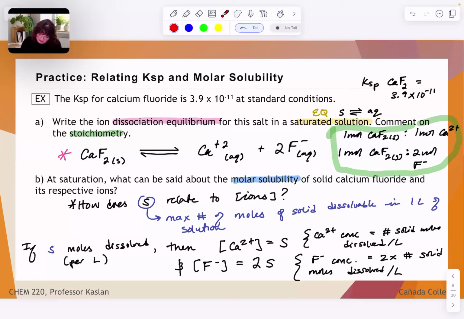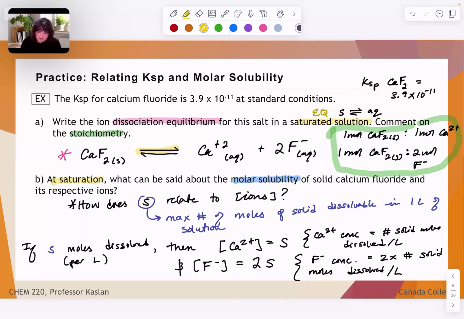So if we're thinking about being at this equilibrium, right, being at saturation, then I am making a statement that relates the molar solubility, or the number of moles of solid dissolved per liter, to what that means about the number of ions, or the moles of ions found per liter, which we express as a molarity. So the concentration of the calcium is equal to the moles per liter of the solid dissolved. And the concentration of fluoride is twice as much, because the ratio of solid crystal to fluoride ion is 1:2.